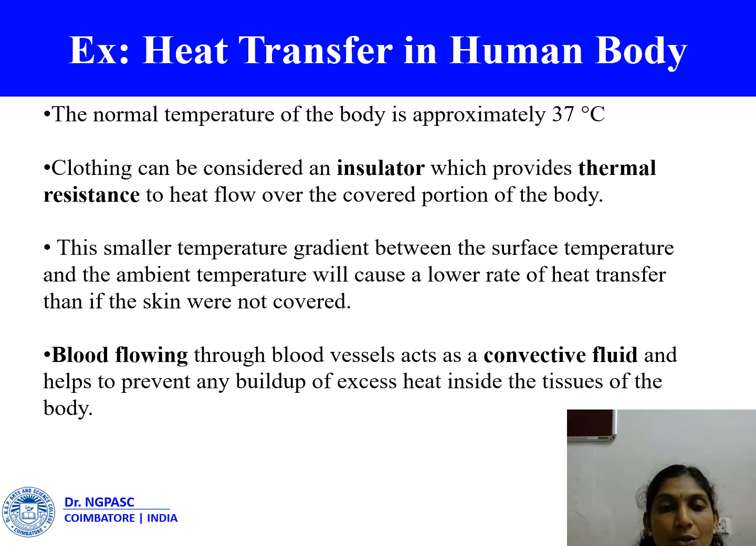In order to ensure that one portion of the body is not sufficiently hotter than another portion, heat must be distributed evenly through the bodily tissues. Blood flow through blood vessels acts as a convective flow and helps to prevent any buildup of excess heat inside the tissue of the body.